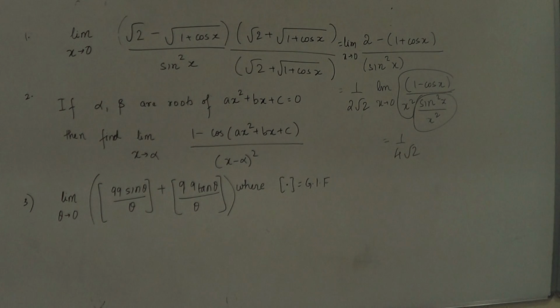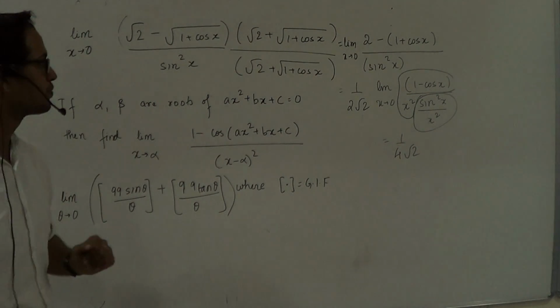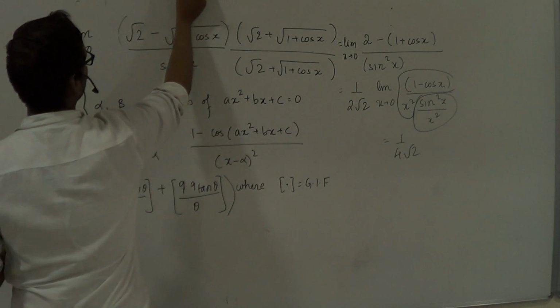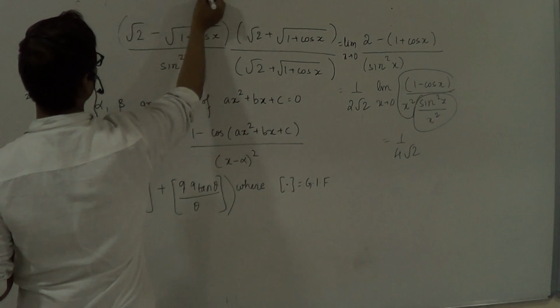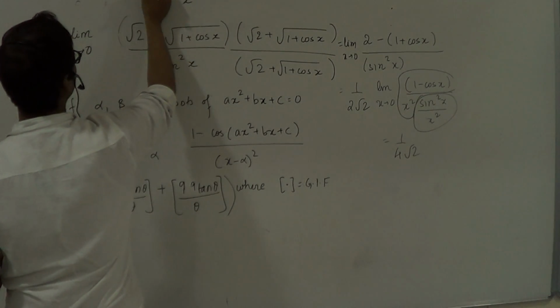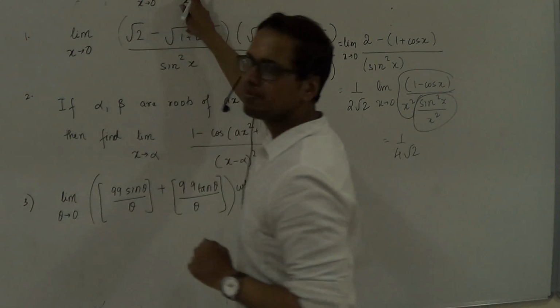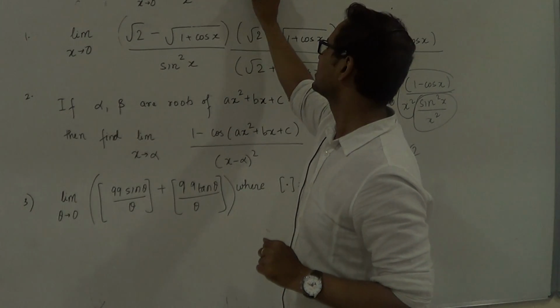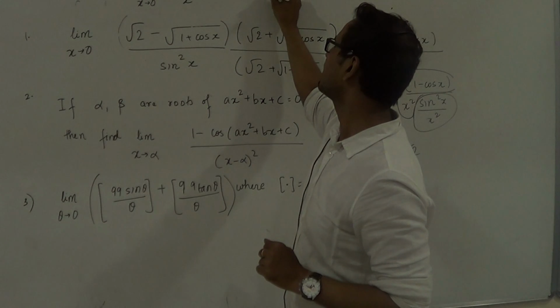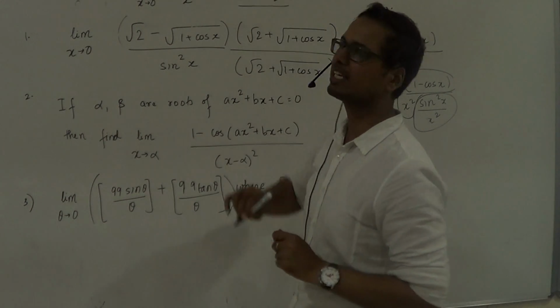Does anybody want to know why 1 minus cos x by x square is half? 1 minus cos x by x square, x tending to 0, is half. This is actually a limit which you should always remember because it is used in so many places. 1 minus cos x you can write as 2 sin square x by 2.